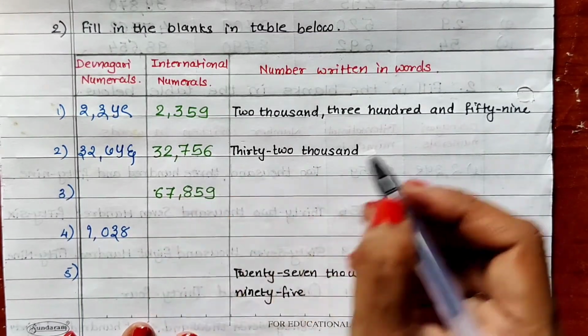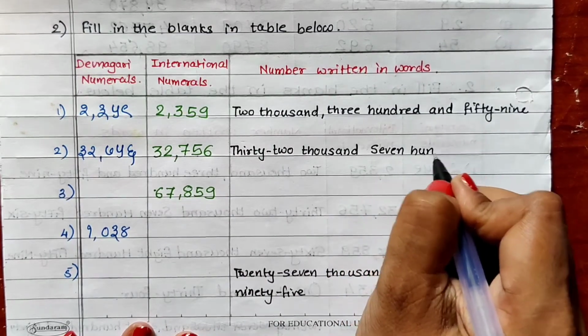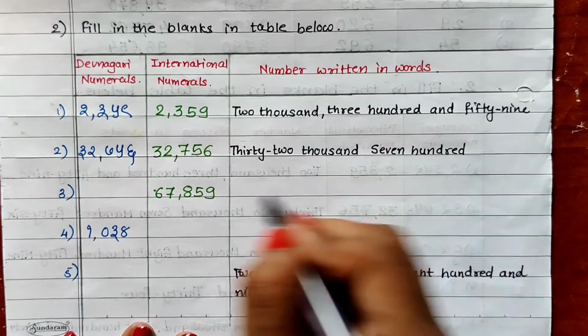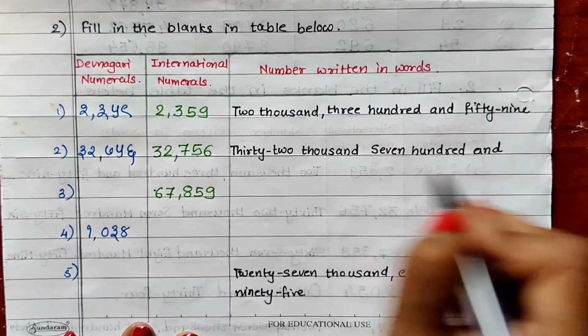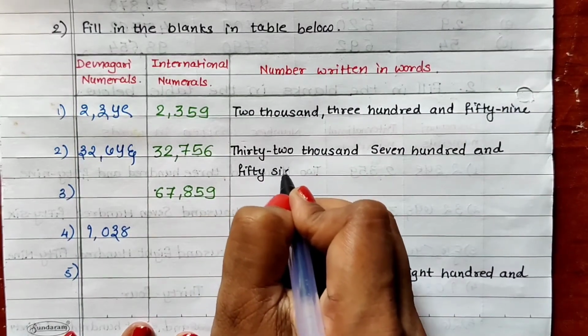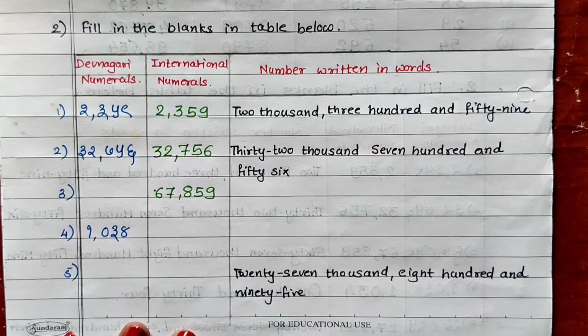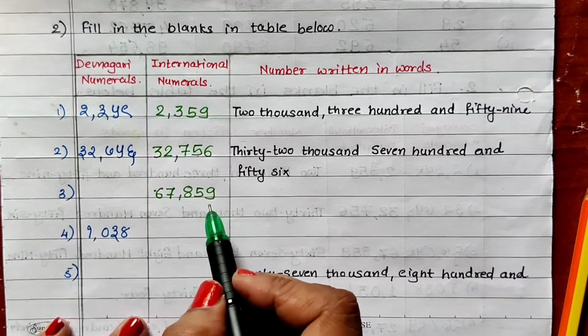7 is at hundreds place, so write 700. And the last two digits, before the last two digits write "and", 56.